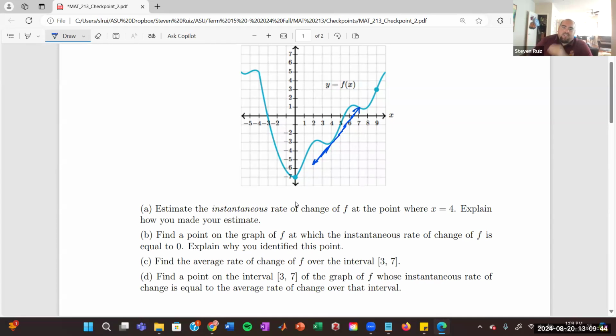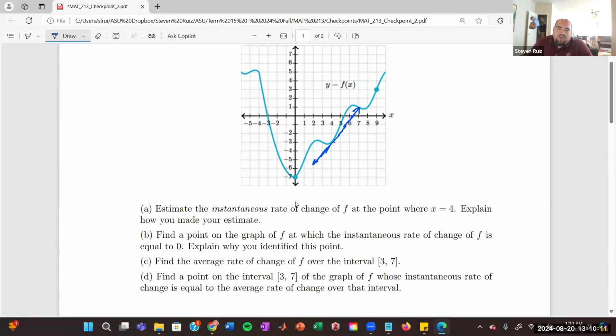And again, I'm just asking for an estimate. I don't need a terribly accurate answer here, but what can I say for certain? I think I can say for certain that this has to be a positive number. At the point where x equals 4, I believe the curve is growing. As I look at it from left to right, my y values are getting larger. So I think I have to have a positive number.